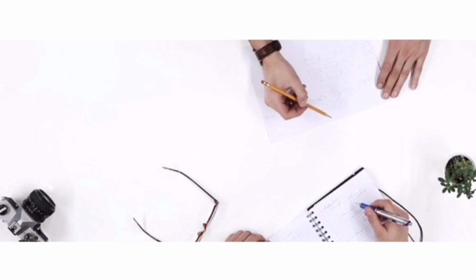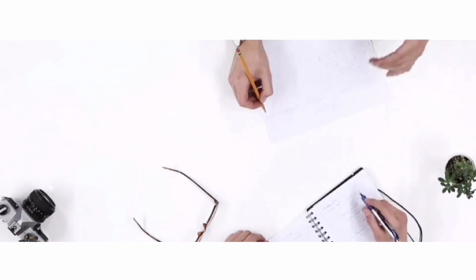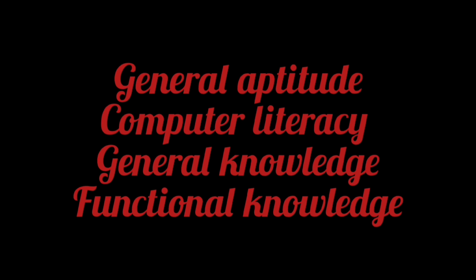So this is the solution of 2019 question paper of Food Safety Officer. This question paper is solution of functional knowledge of Food Safety Officer. Another part like general aptitude, computer literacy are there, but more weightage is of functional knowledge.